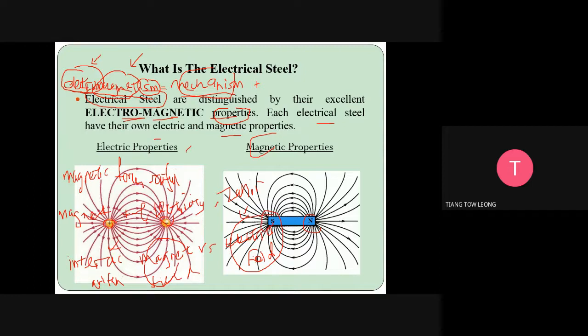And then the same thing: the plus will push the field to the negative side. The north will push the field to the south. That's it.